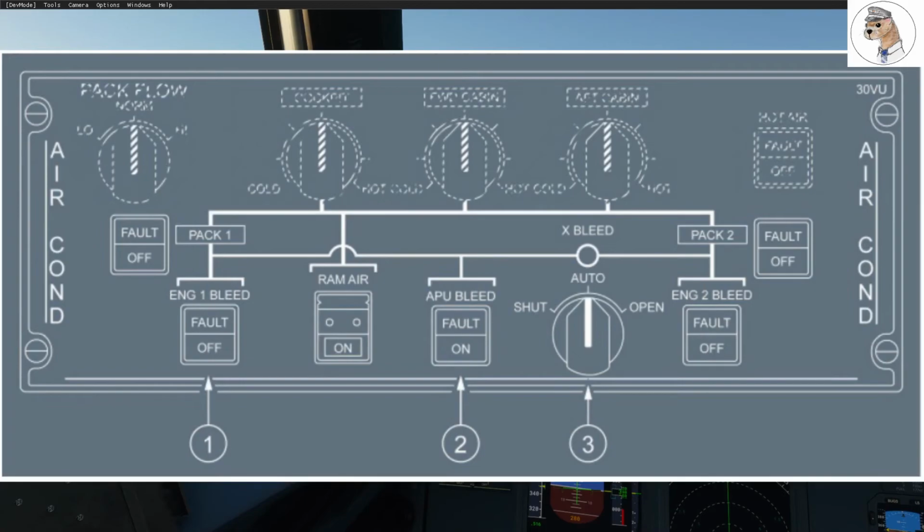In terms of the overhead panel, it's a fairly simple affair. We've got the cross bleed rotary switch, as well as the bleed selection switches that we have already roughly talked about. The ECAM bleed page is, however, a little more interesting.